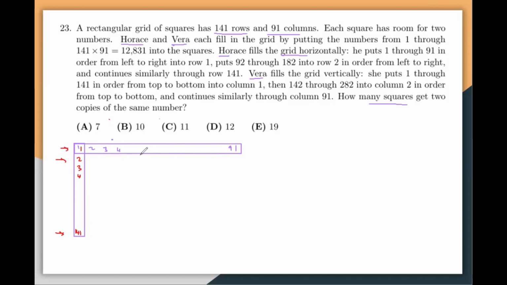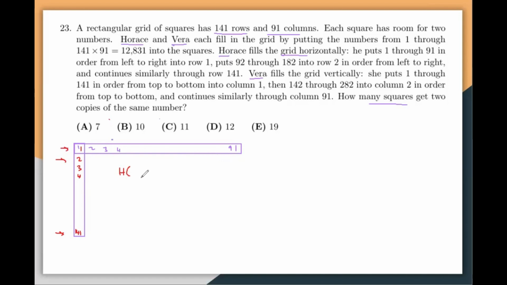But we want to see how many of the numbers are actually going to be in the same square, like this one, because both ones are in the first place. So what we can do is label H as the person filling by rows. On the first row you continue with 1 all the way to 91, so I'll call this row 1. When you get to the second row, you have 92, 93, 94, so you add 91 plus 1, 2, 3, 4, which is the column number.